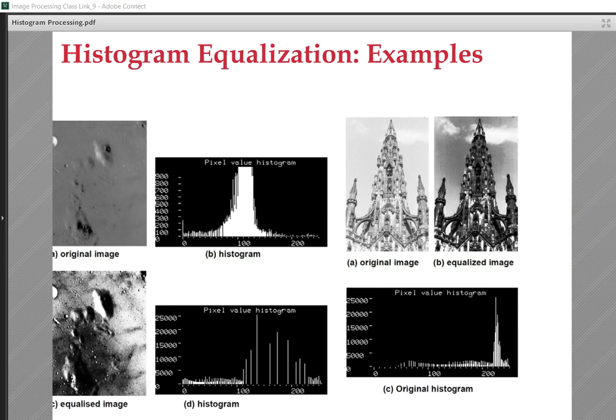What about histograms? This is the histogram of the original, very compact. But this one is expanded and somewhat flattened, not totally flattened. You see some items here from 0 to 255. All of these have some values. Another example. This is an original image.